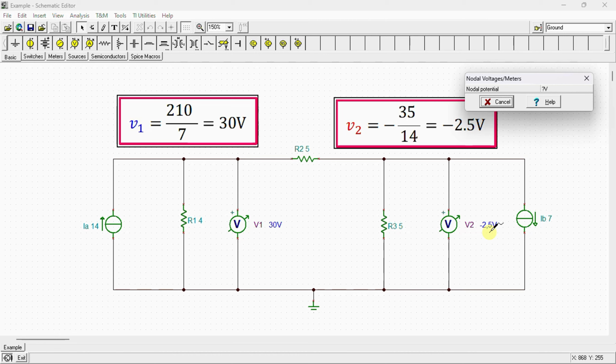Upon completing the circuit simulation, we can clearly observe the similarity between the simulation and calculation results. This serves as a validation or verification of our work.